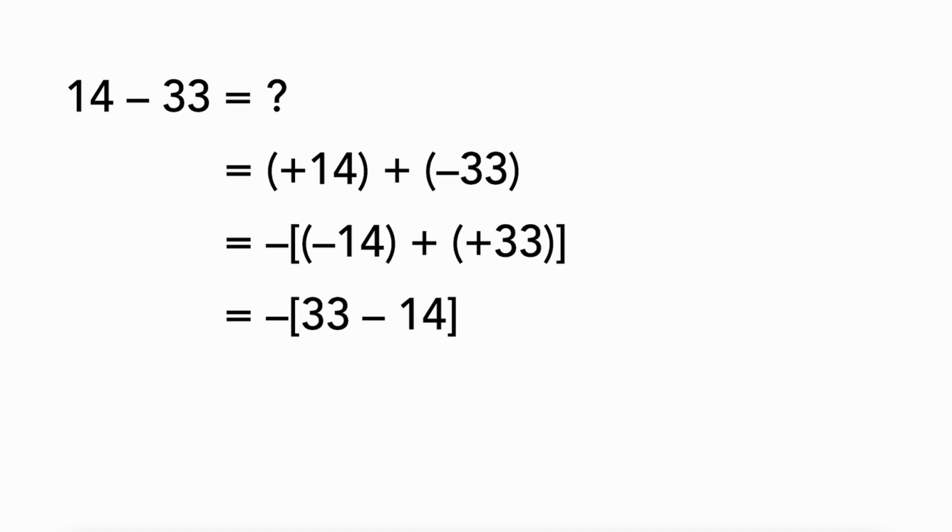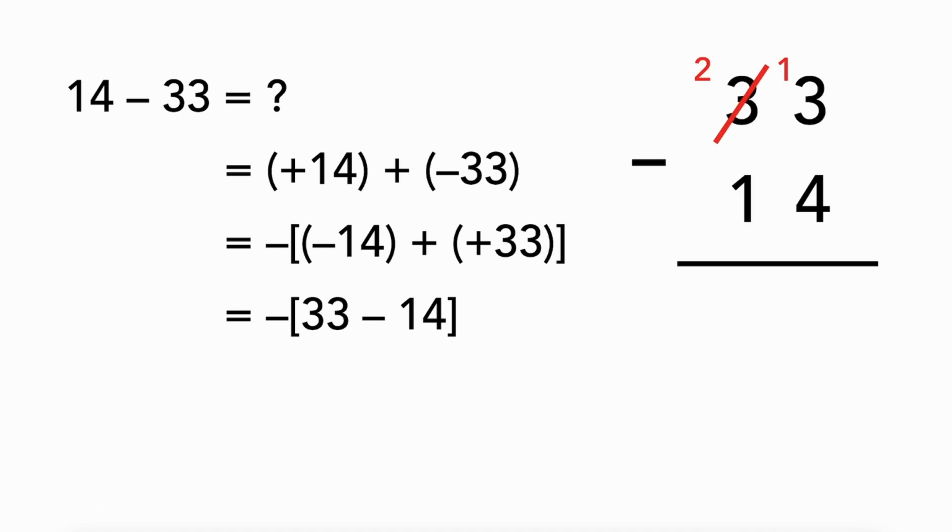Now we can actually set up the column-wise method, do the borrowing, and get the answer. Now again, 18 isn't the answer to the original question, it's the answer to that inner subtraction there. So if we reattach the minus sign that we had originally factored out, we get the actual answer, negative 18.